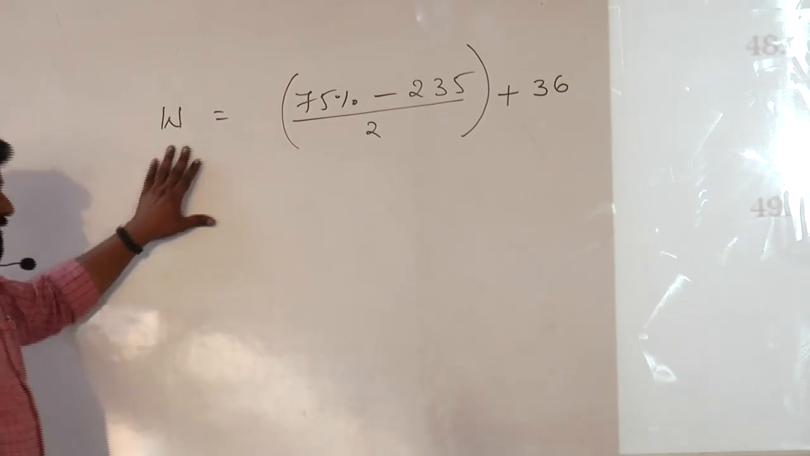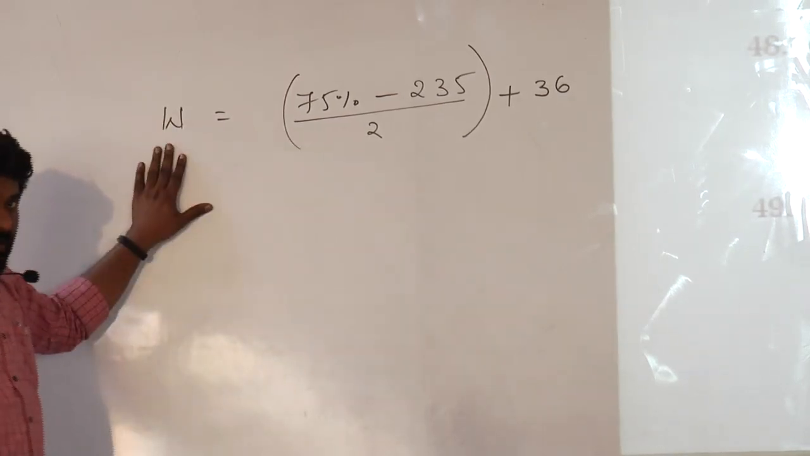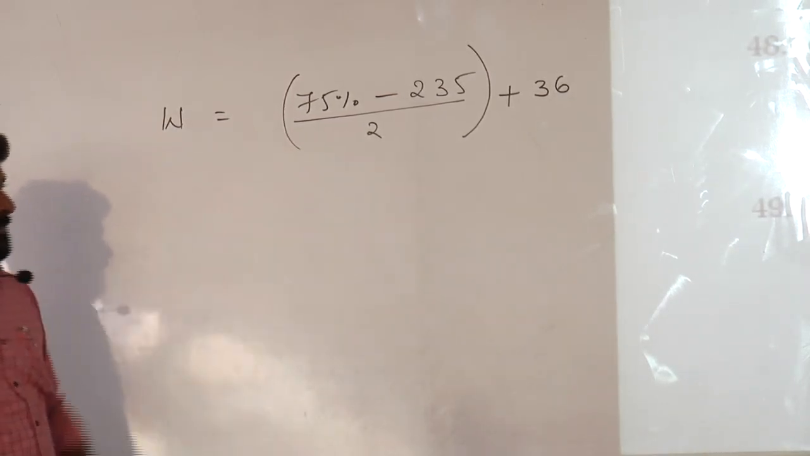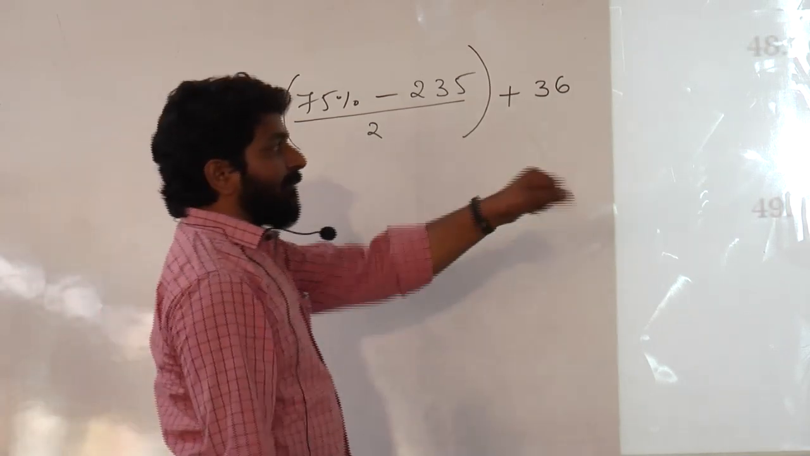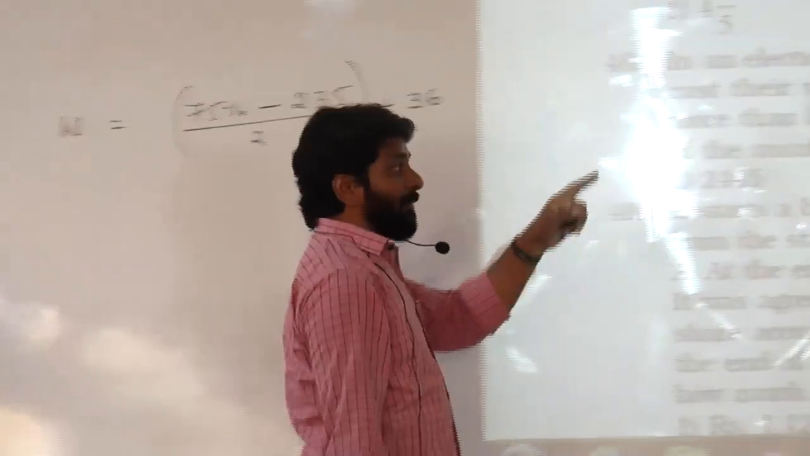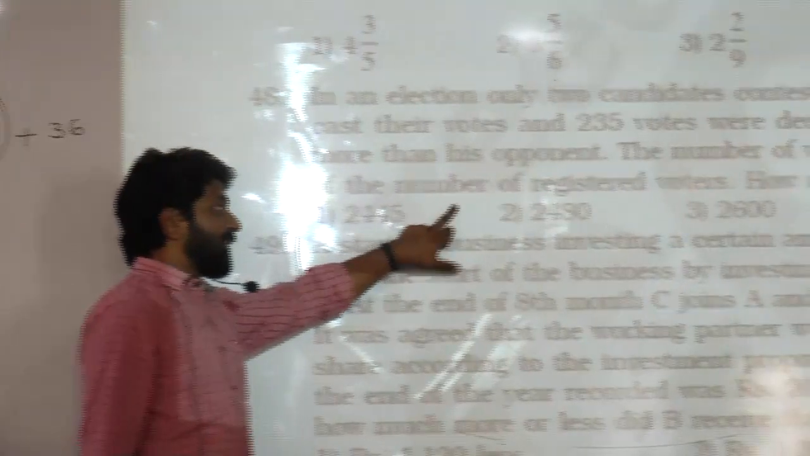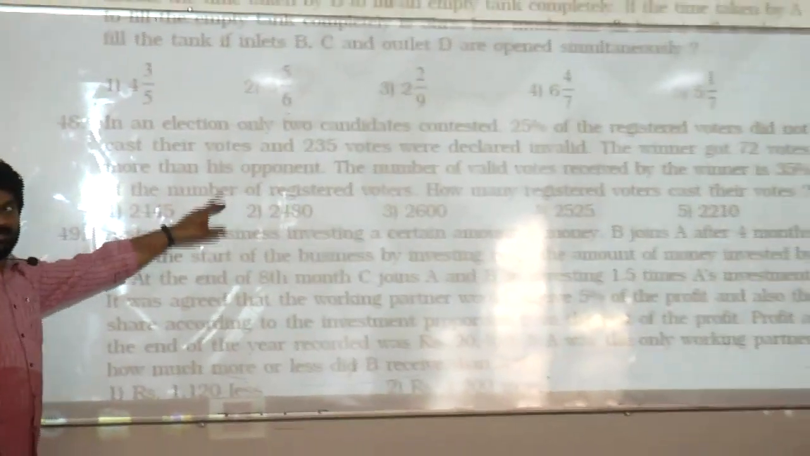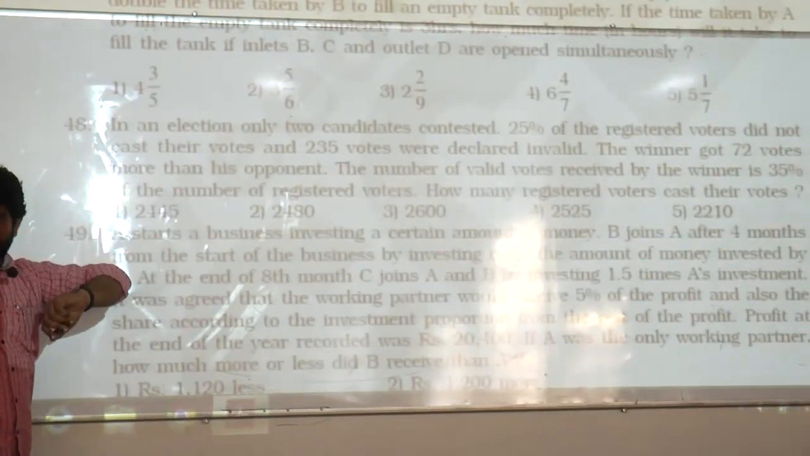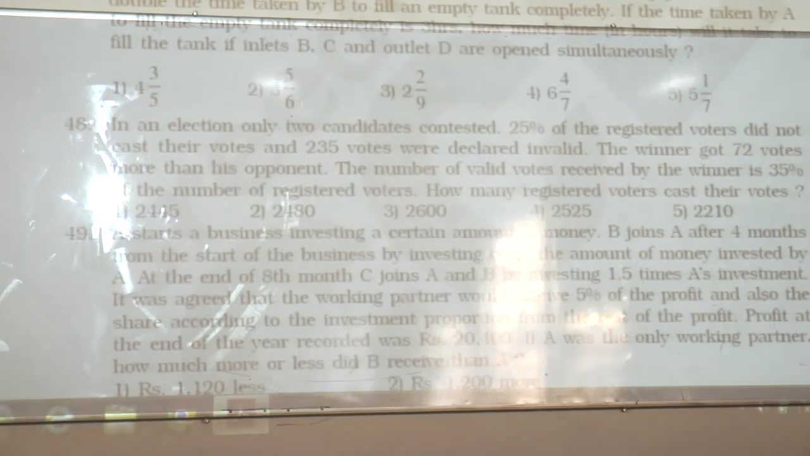So these are the number of votes that winner is going to get. Next, the number of valid votes received by the winner is 35% of the number of registered voters. Registered voters are 100%, and he is getting 35% of it. So winner will get 35% of total votes.